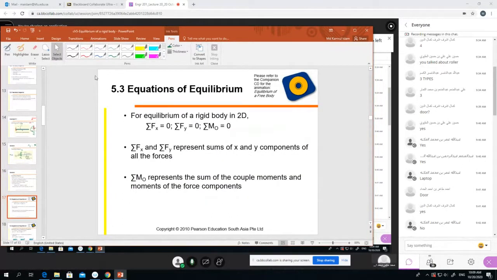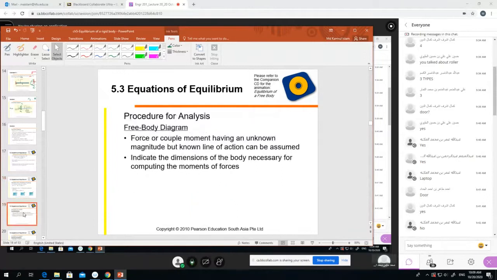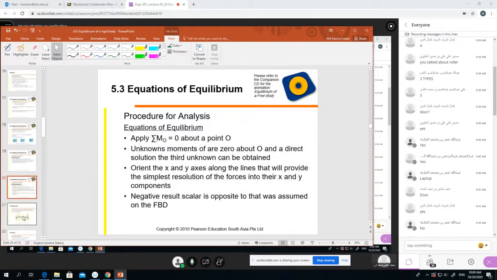Now the equations of equilibrium: there are three equations. You already know it, so we skip it. The free body diagram, you also know, so we can skip this one as well. The procedure to analyze, we will learn when we do the problem, right?